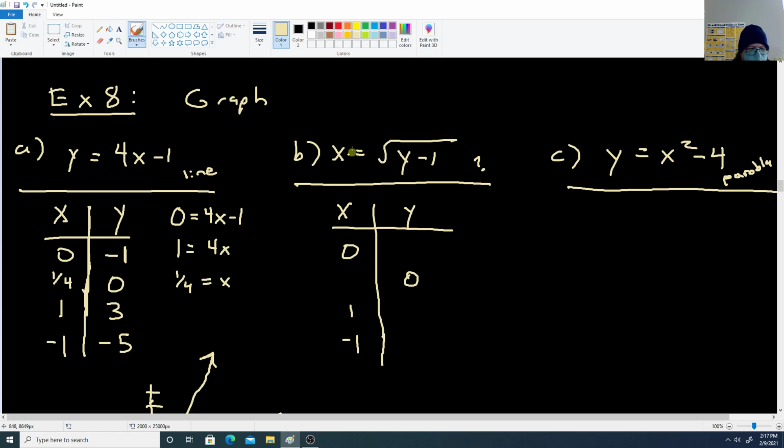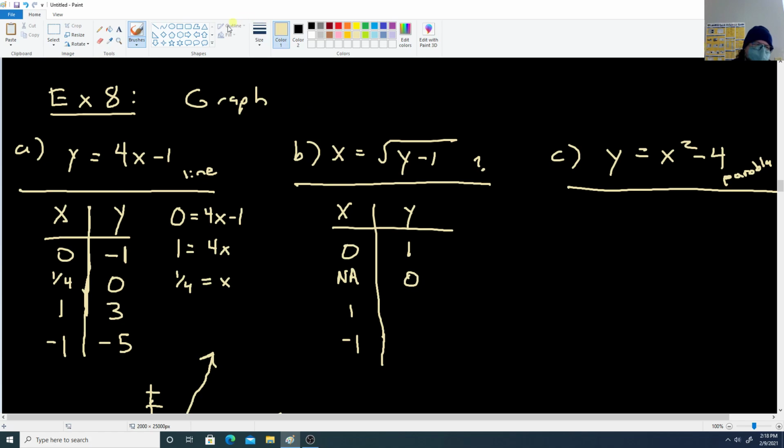So if x is 0, if I put 0 in here, we say square root of what y value makes 0? Well, y would have to be 1, so 1 minus 1 is 0. If I put 0 in for y, I get an imaginary back, which I can't graph, so I'm just going to say not available or not applicable. So we don't want imaginaries.